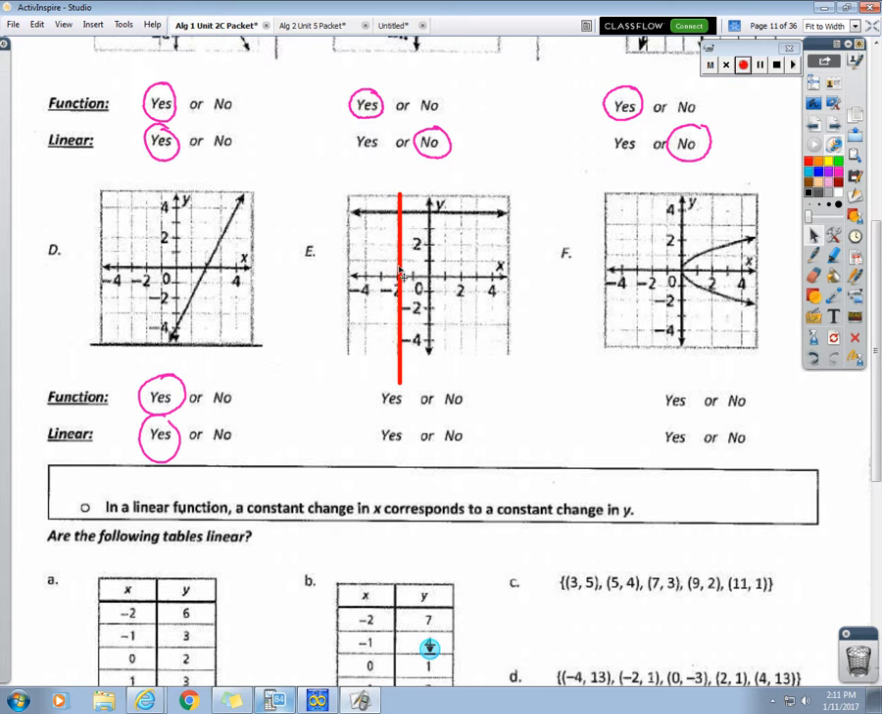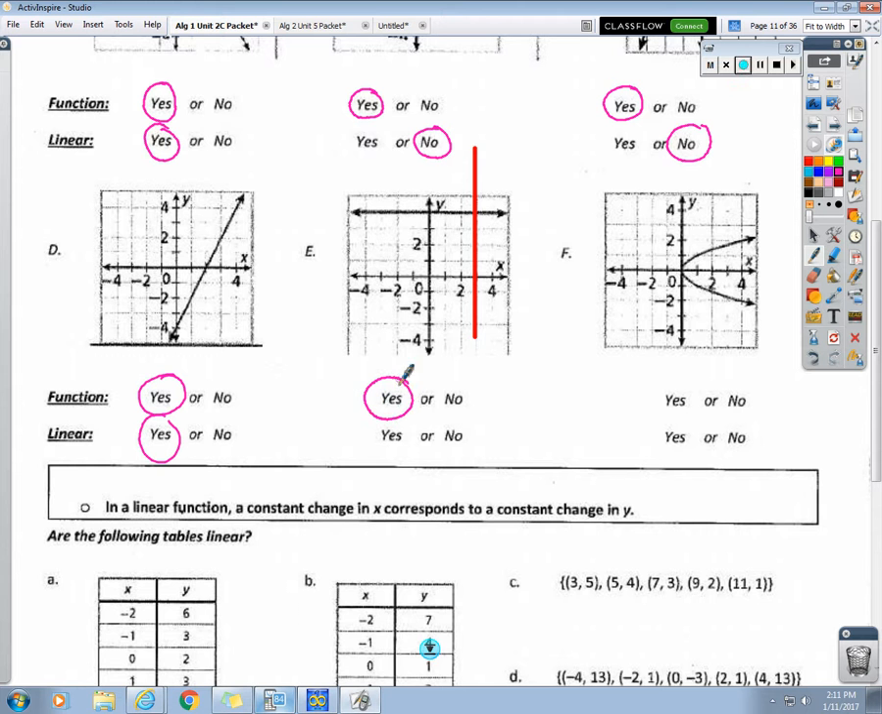I know, but it's still a function, because to be a function you must pass the vertical line test. When I draw a vertical line through it, didn't it hit it once right there? Is it going to hit it again? No. How could it? Where else would it hit it again? It doesn't come down here. Okay, so yes, it's a function.